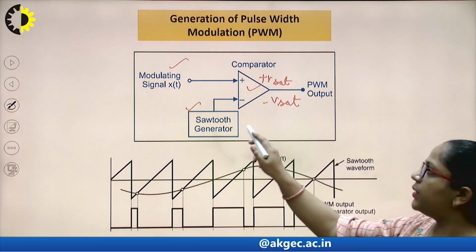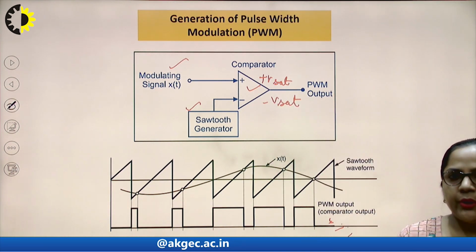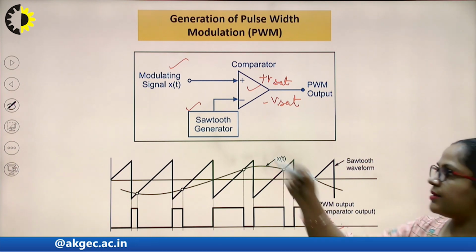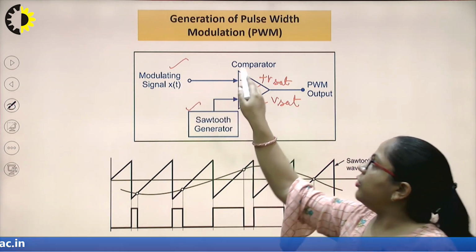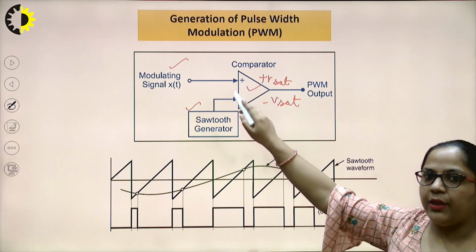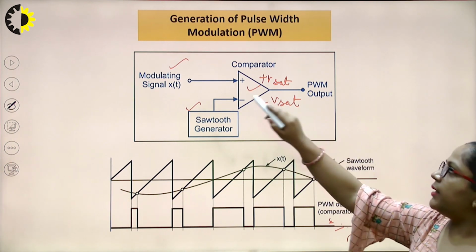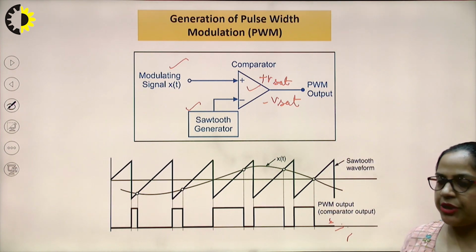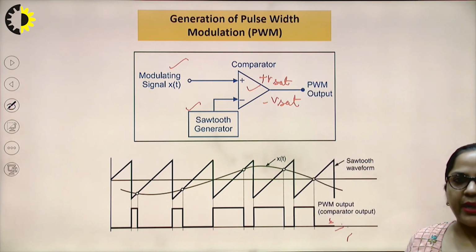What is the function of the comparator? The function of the comparator is to compare the amplitude or the voltage level of the signals applied at its inverting and non-inverting terminal. If the signal available at the non-inverting terminal is of higher value in comparison of the signal available at the inverting terminal, then the output of the comparator will be equal to plus V saturation, that is the maximum positive output we can have from this comparator.